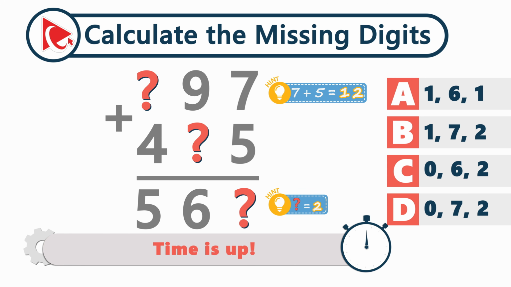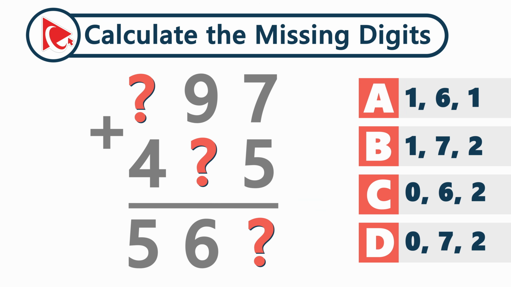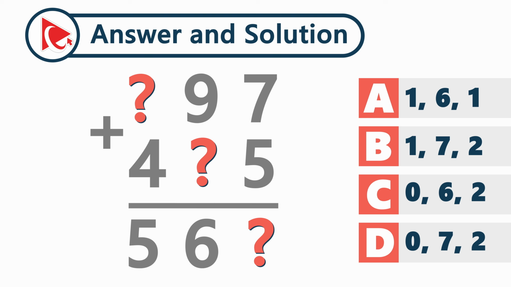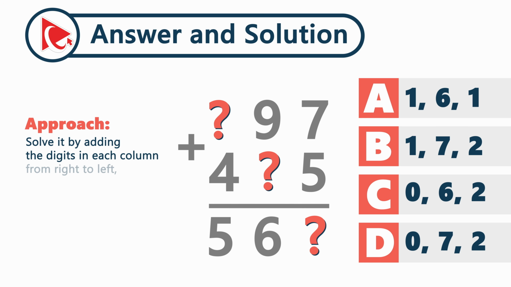Time's up. Do you have your answer ready? I hope so, because even though there are three missing numbers, there's only one simple solution here. The approach to solving it is also extremely simple. You solve it by adding the digits in each column from right to left, including any carryovers from previous columns.